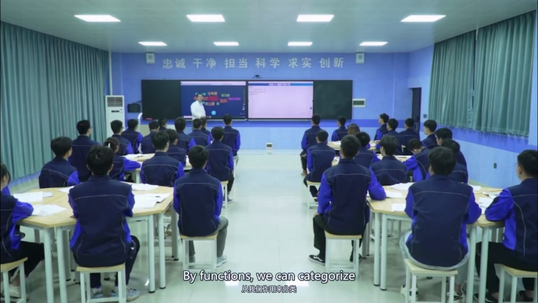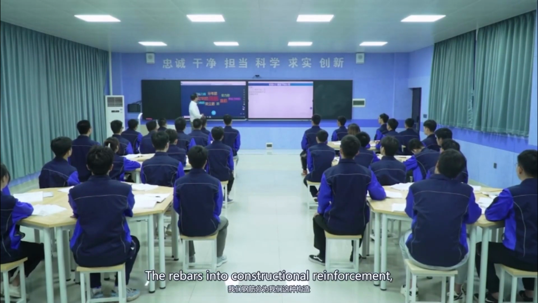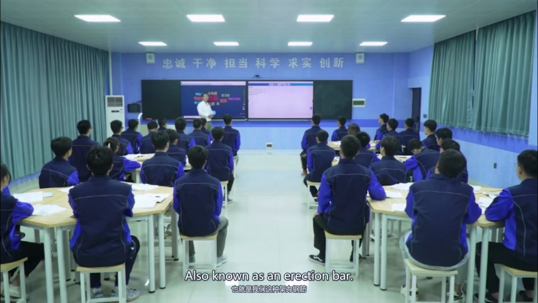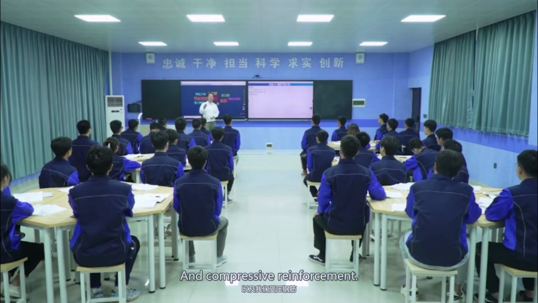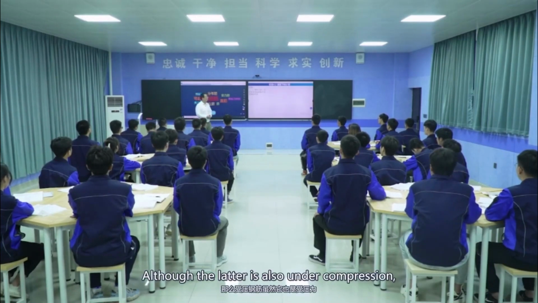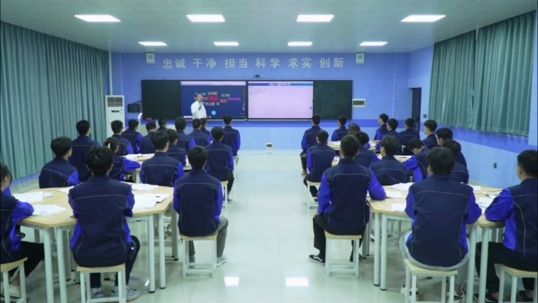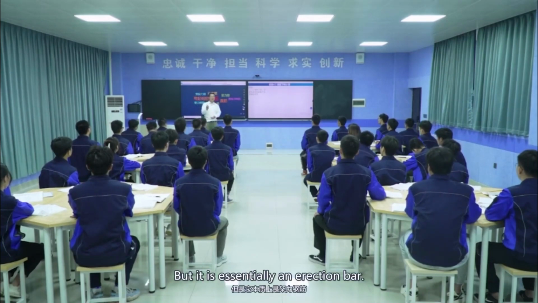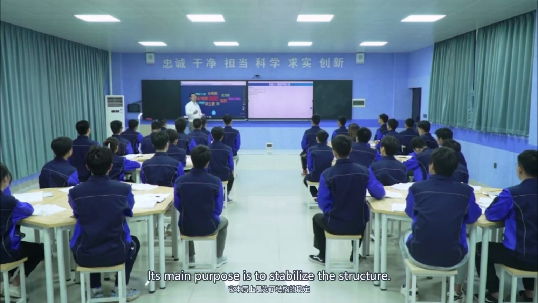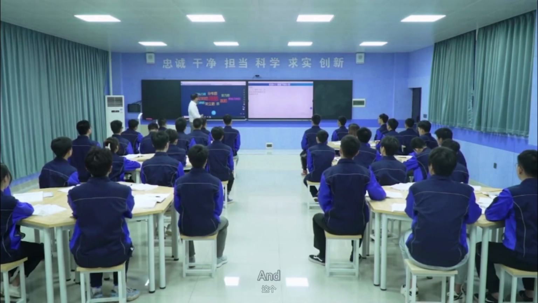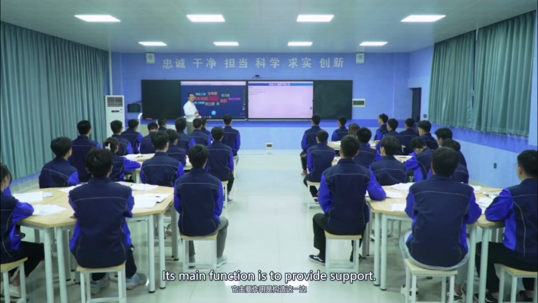By function, we can categorize the rebars into constructional reinforcement, also known as erection bar. For the erection bar, we have stirrup and compressive reinforcement. Although the latter is also under compression, it is essentially an erection bar. Its main purpose is to stabilize the structure, and its main function is to provide support.